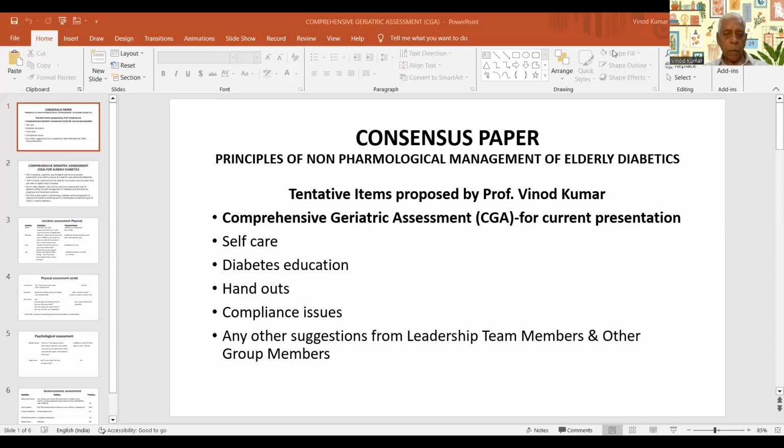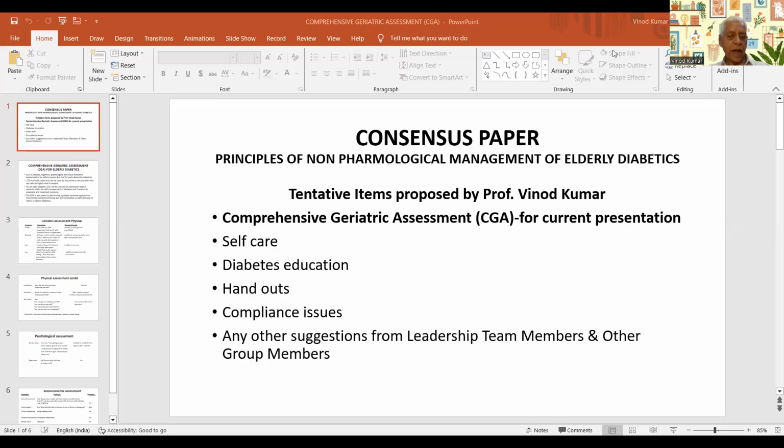Well, this is about preparing a consensus paper for diabetes in the elderly group, titled Principles of Non-Pharmacological Management of Elderly Diabetics. I propose the following tentative items to begin with as the contents of this consensus paper, but I would only be dealing with the first part today, that is comprehensive geriatric assessment, for this presentation.